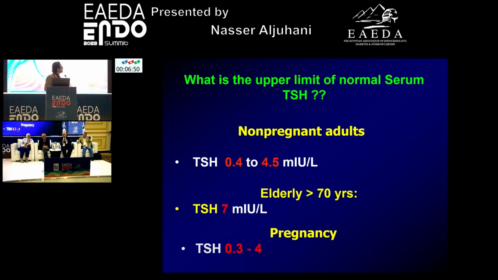In pregnancy, TSH level is from 0.3 to 4. We know that in pregnancy, especially at the end of the first trimester, TSH may be suppressed. And this does not need any treatment actually, because of the effect of beta HCG.